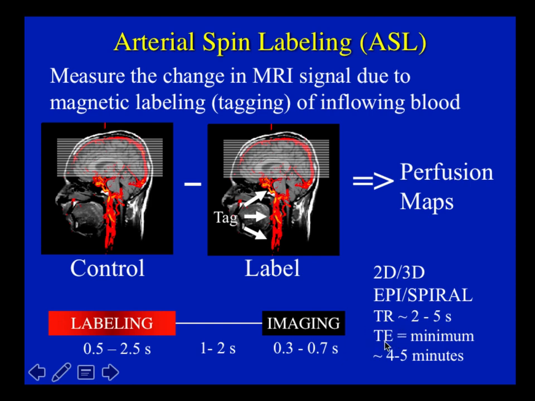In this case, something that's different compared to DSC is that we can use the minimum TE to maximize the signal to noise ratio, because in this case we are interested in measuring the change in the longitudinal magnetization due to the tagging of blood. So we are not interested in T2 star weighting or T1 weighting, and therefore we can use the minimum TE. And the total experiment time in these experiments is about 4 to 5 minutes, depending on the resolution of the images.